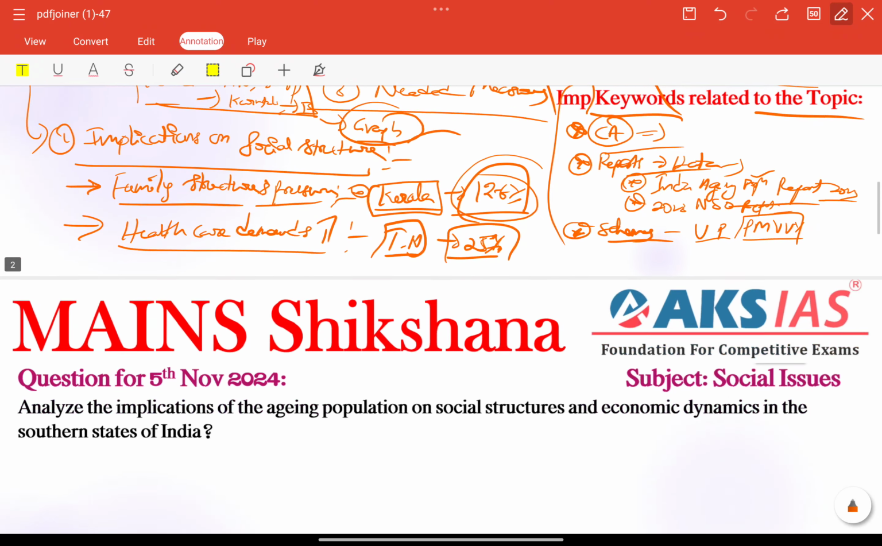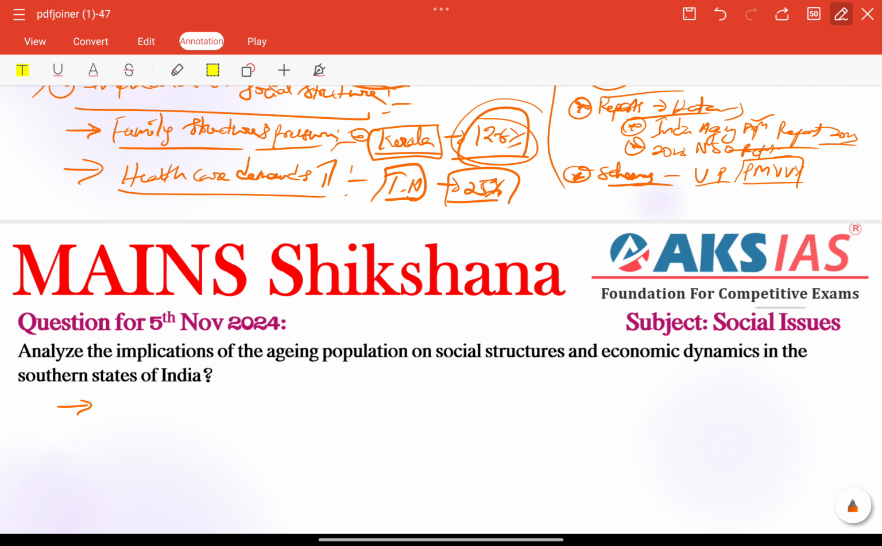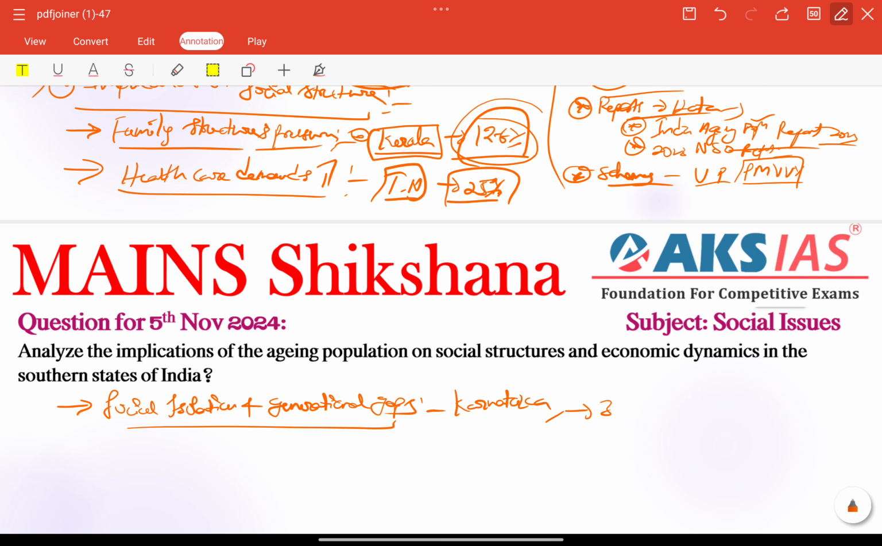So next, other than that, we can add another impact, especially social isolation. That is also very important, and generational gaps also, right? These impacts on social structure, especially because migration is causing social isolation among the elderly, leading to mental health issues also. For example, here we can talk about Karnataka, because in Karnataka 30% of the elderly live alone, which contributes to loneliness. That is a very important fact, right?